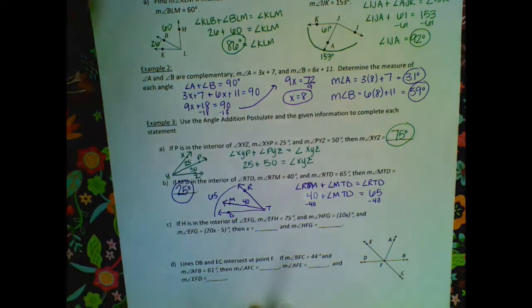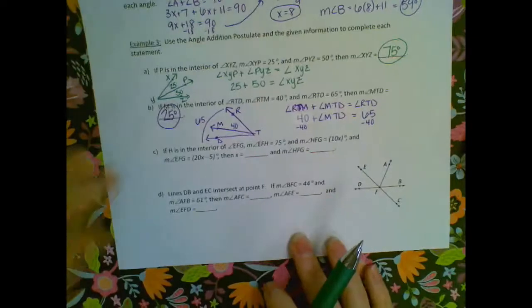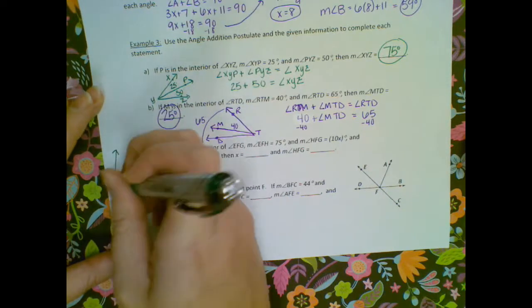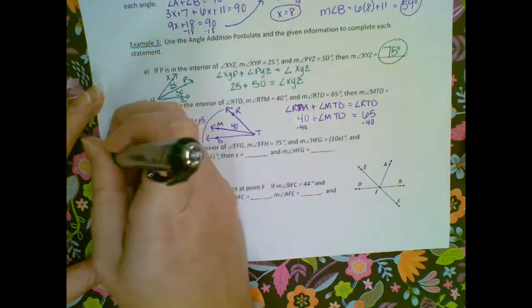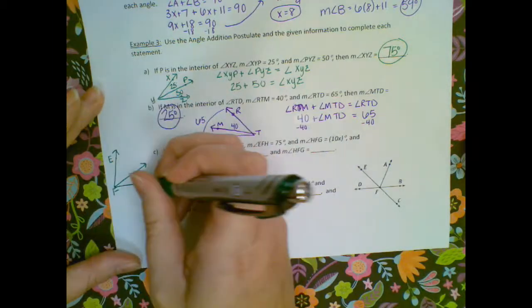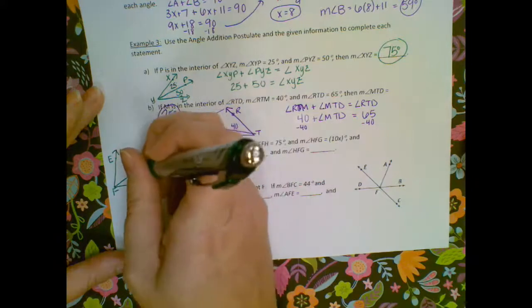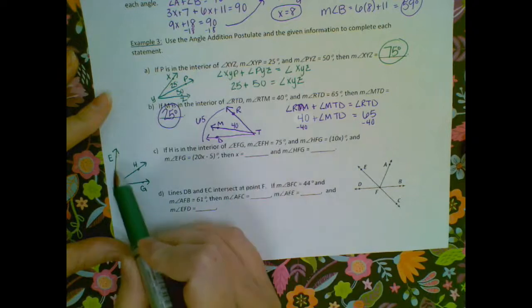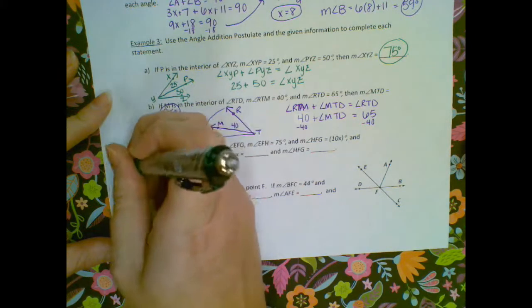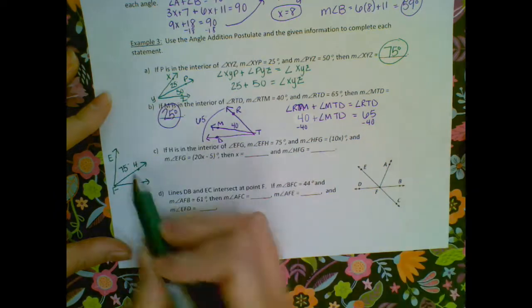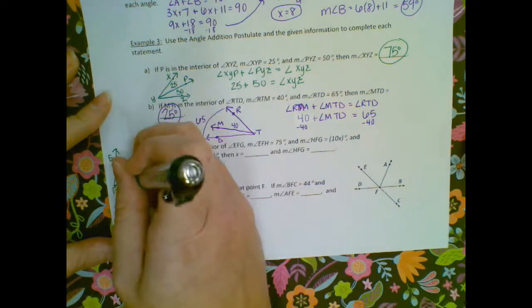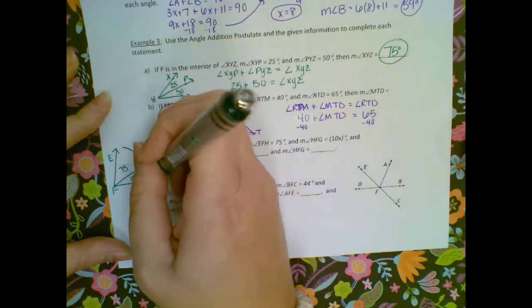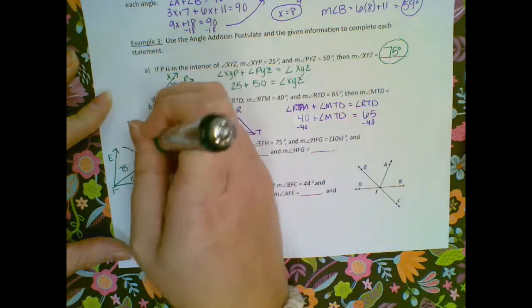All right. H is in the interior of EFG. So if you want to make a picture, go ahead. Okay, we've got E, F, G. H is in the interior. We know that EFH top half is 75. We know that HFG is 10x. And we know that EFG, the whole big guy, is 20x minus 5.